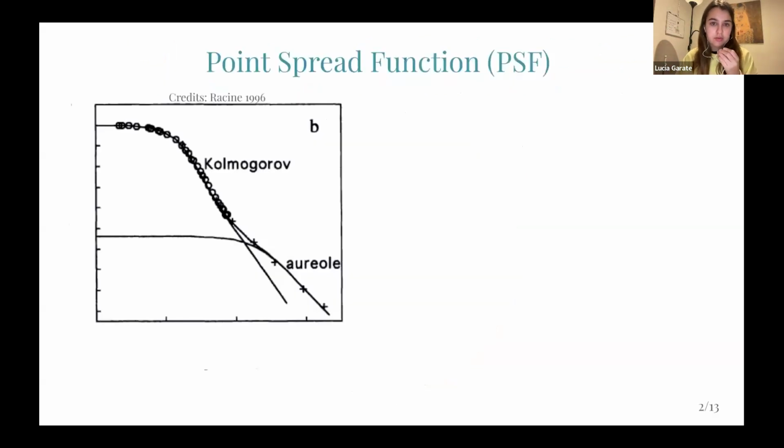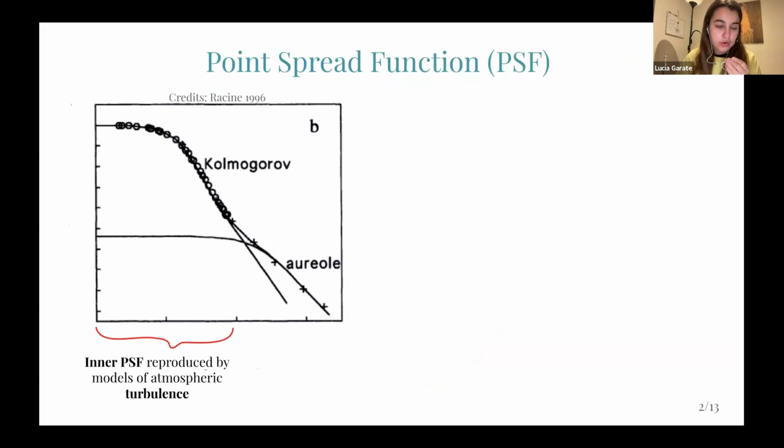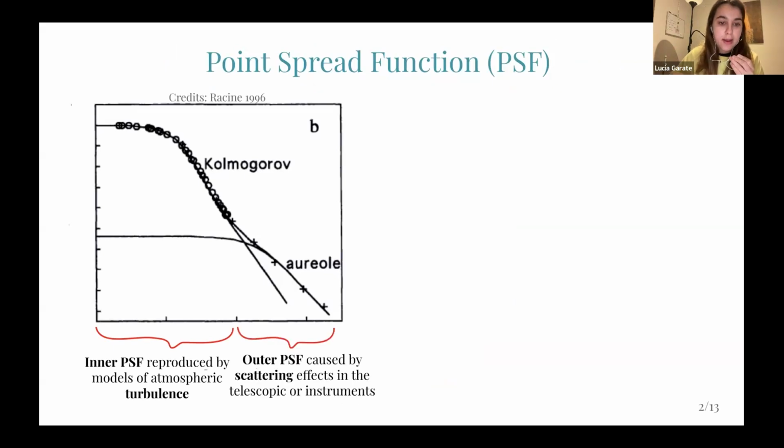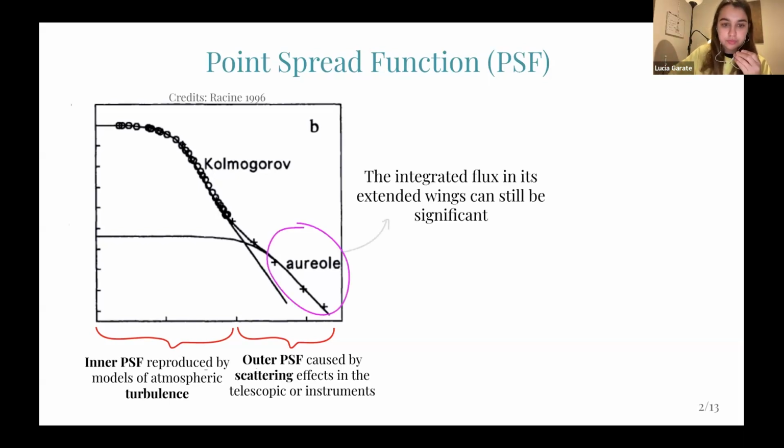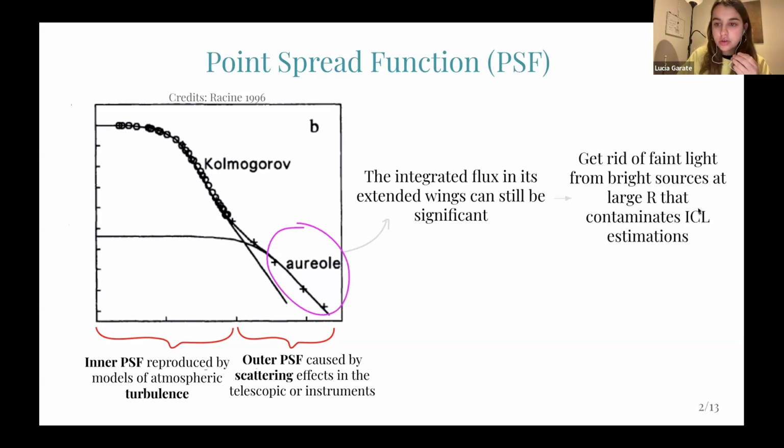So, a bit of introduction. We know that the inner part of the PSF is produced by the atmospheric turbulence at the place of observation, and the outer PSF is caused by scatter effects within the telescope and the instruments. Several works have demonstrated that the integrated flux in this extended wing can be significant. So getting rid of this faint light from bright sources at large distances can be useful if we want to measure LSB features with more precision.